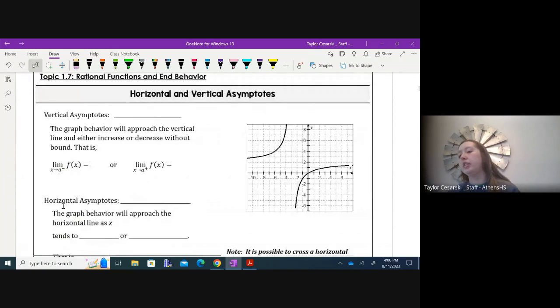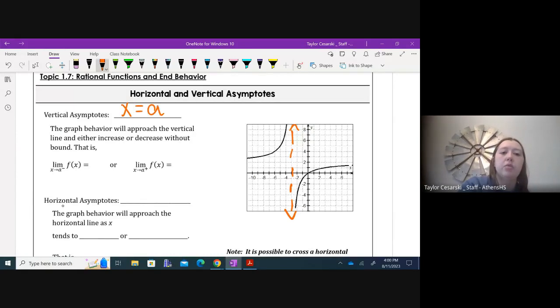In this example, first of all, we have vertical asymptotes. I'm just going to go ahead and sketch. Usually you draw vertical asymptotes with a dashed or dotted line. It looks like this vertical asymptote is at x equals negative 3. Vertical asymptotes will always be in the form x equals a. We know in this example it's x equals negative 3. So we can analyze this.